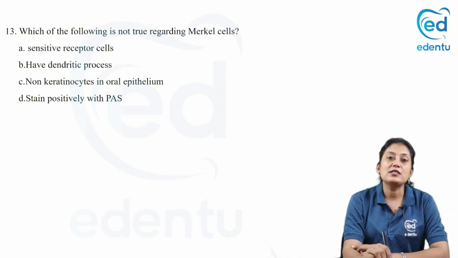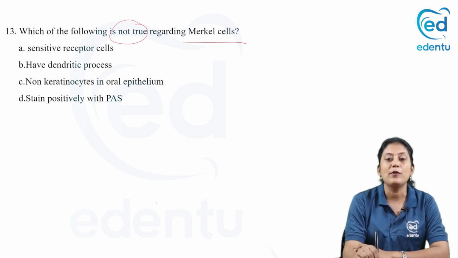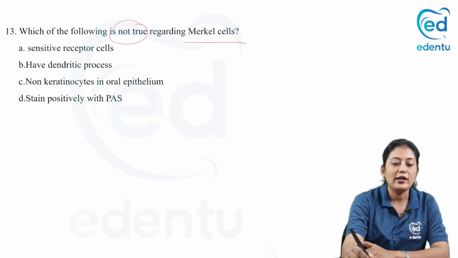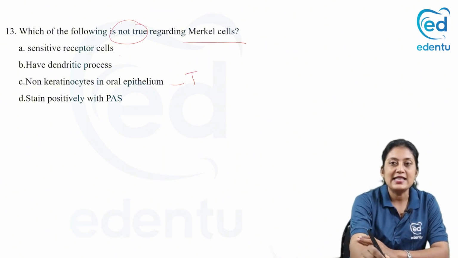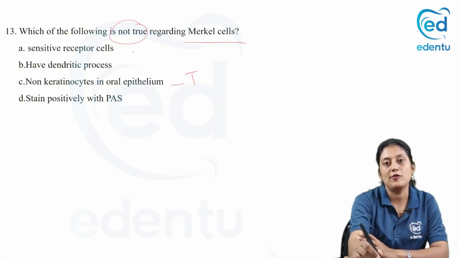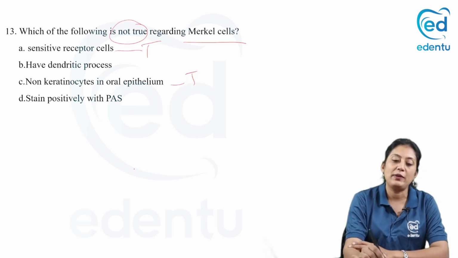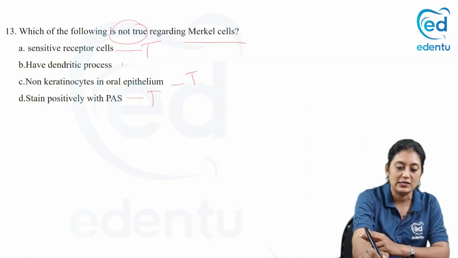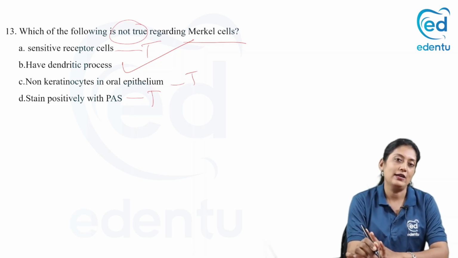Which of the following is not true regarding Merkel cells? We know that Merkel cells are a type of non-keratinocytes. So it is a non-keratinocyte in the epithelium. That is true. It is a sensory receptor cell. That is the function of Merkel cell, a touch receptor cell. That is also true. It stains positively with PAS. That is also true. That is a special stain for Merkel cell. It has dendritic process is false. Only Langerhans cells and melanocytes have dendritic process. Merkel cells and lymphocytes do not have dendritic process.